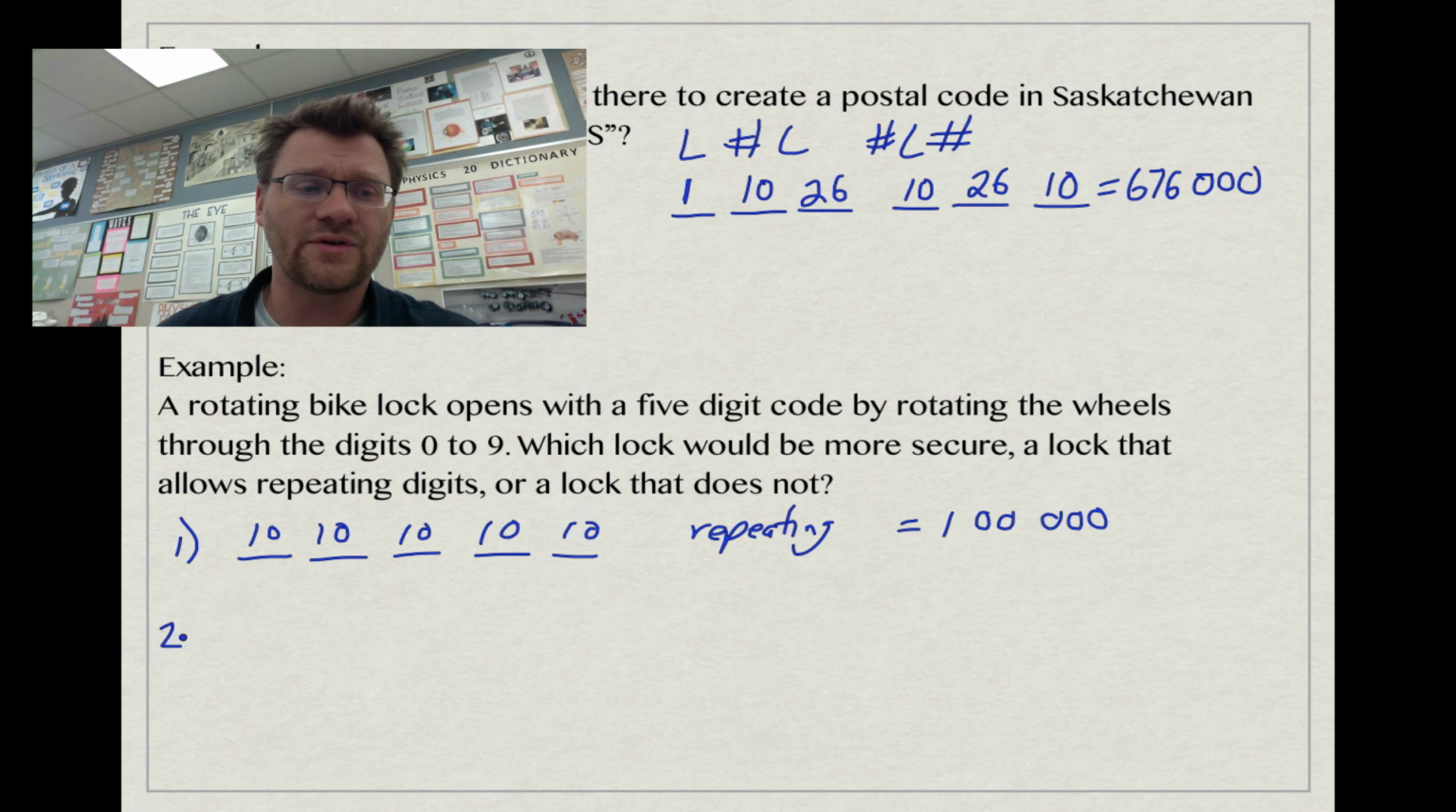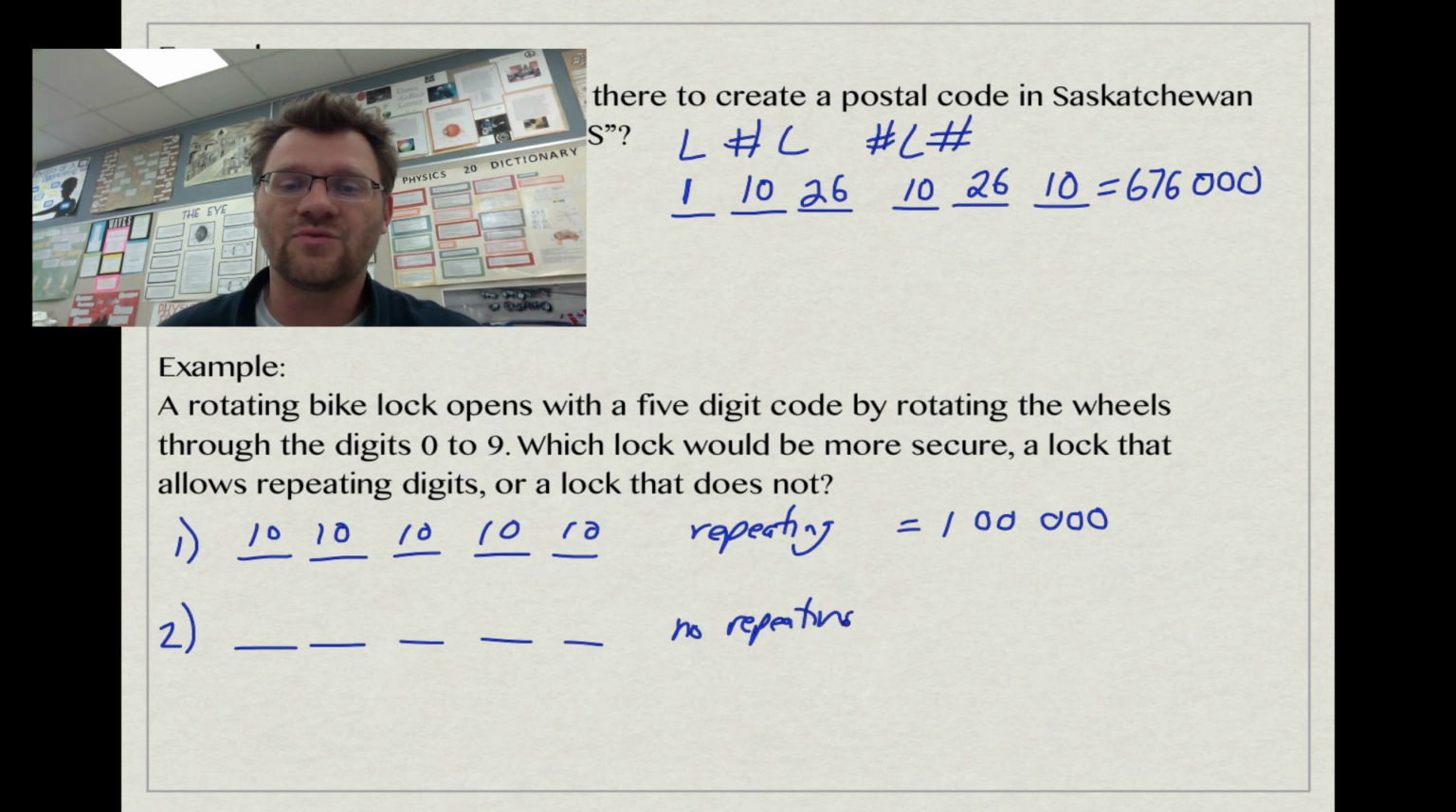Now, the next part is if we still have a 5-digit code, and we are not allowed to repeat. So once we use a digit, we can't use it again.